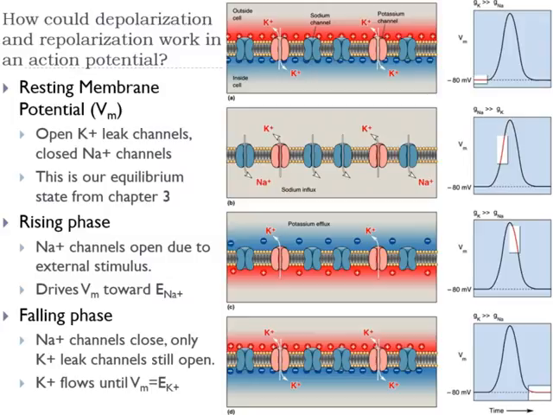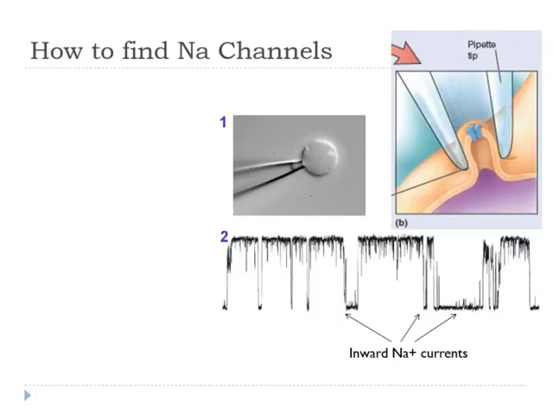So this is sort of reconstructing work that was done in the mid-1900s, where they were starting to look for these sodium channels. They figured, if this is one mechanism by which we could cause the change in membrane potential that we see during an action potential, then we should be able to find sodium channels, these voltage-sensitive sodium channels. So how do we do that?